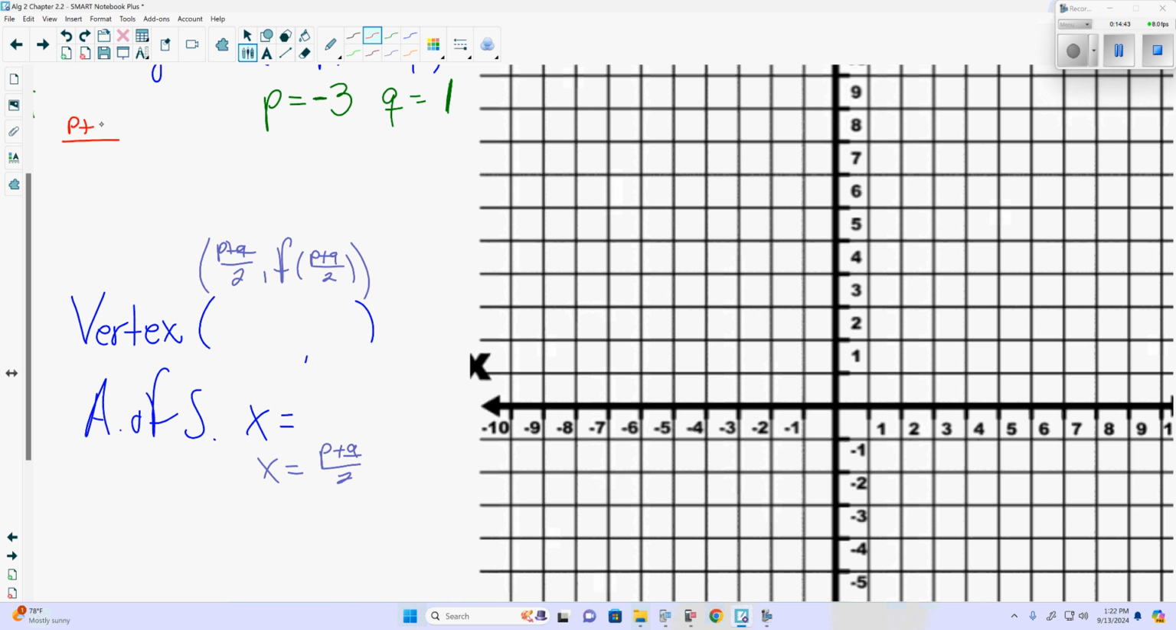Let's start off with p plus q over 2. Well, our p value is what? And q is? So we're taking negative 3 plus 1 over 2.